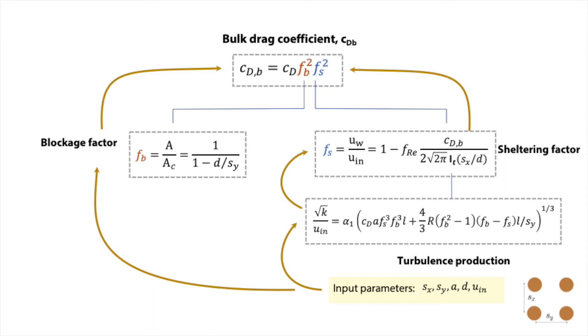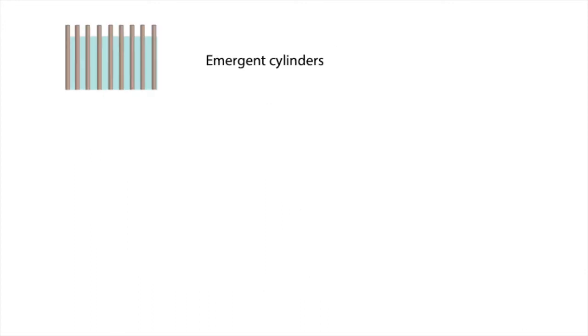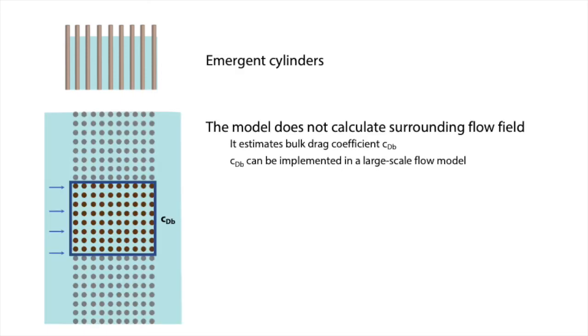It is important to point out that during the model development, we assumed all the time that we were working with emergent cylinders because of the structures that were built in Indonesia. The model does not calculate the surrounding flow field, so it doesn't reproduce backwater effects or the changes in the flow depth in between the elements. This model basically estimates the bulk drag coefficient, and the equations can be implemented in a large-scale flow model that could solve for those processes.